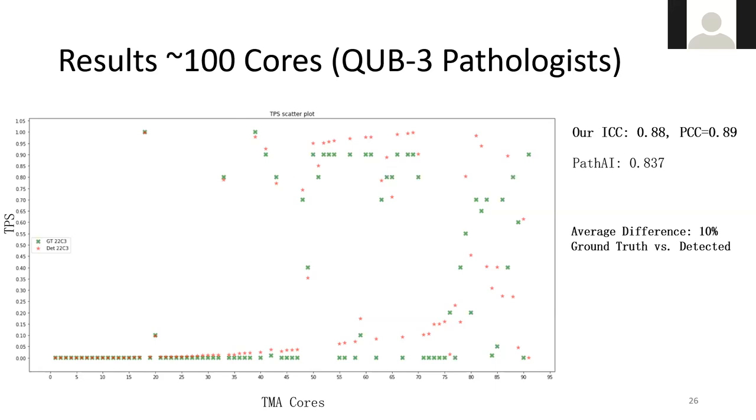I also computed the intra-class correlation coefficient and the Pearson correlation coefficient, which are 0.88 and 0.89. Recently, a big startup, PathAI, which has millions of dollars in funding and collaboration with pharmaceuticals, published a paper, and they say that they have a 0.837 correlation. The average difference between the ground truth and the detected TPS was 10%.